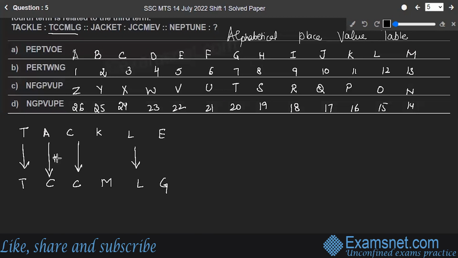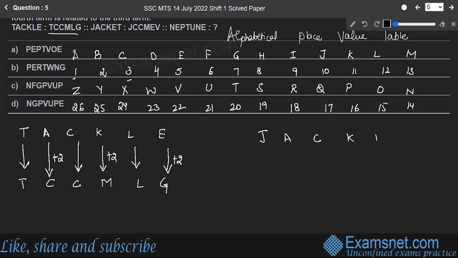A to C, we have a +2 shift, right? A is at position 1 and C is at 3, +2. K, L, M, again +2. E, F, G, again +2. So that means at the start there is no shifting of any sort. Next, at alternate places, we are moving 2 steps ahead. Correct? Let's go. Next, it's coded JACKET.